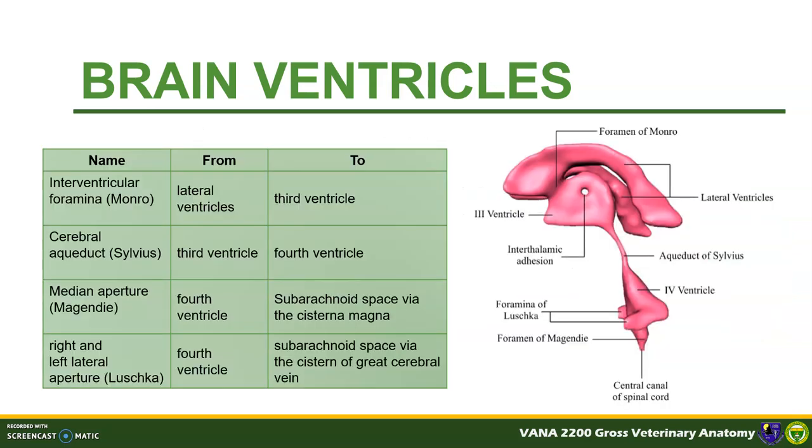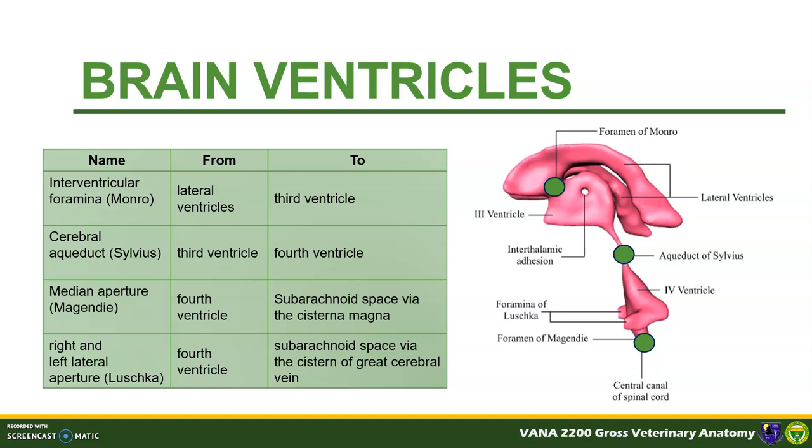It is also important to identify the openings that allow the communication among brain ventricles. The lateral ventricles are connected to the third ventricle via the interventricular foramina or the foramen of Monro. The third and fourth ventricles are connected by the cerebral aqueduct or the aqueduct of Sylvius.